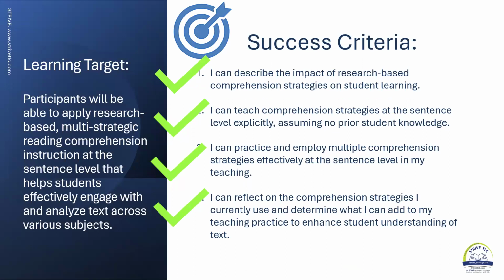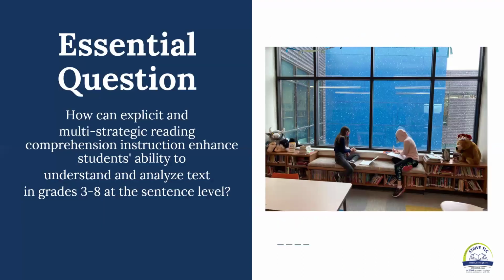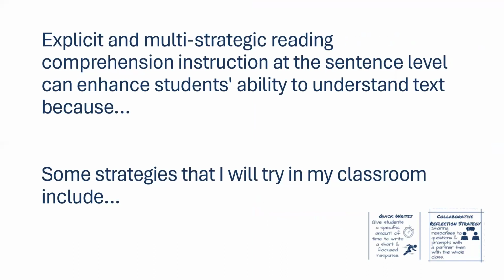So we have successfully gone through each of our success criteria today, and our essential question was, how can explicit and multi-strategic reading comprehension instruction enhance students' ability to understand and analyze text in grades 3 through 8 at the sentence level? So I've rephrased that into a statement. And then what I'd like you to do is also think about what are some strategies based on this session that you will try in your classroom.